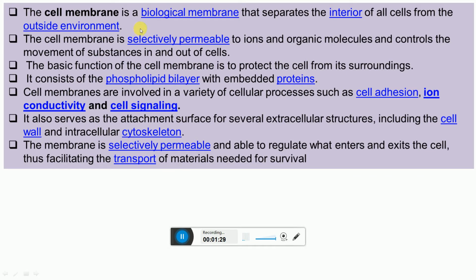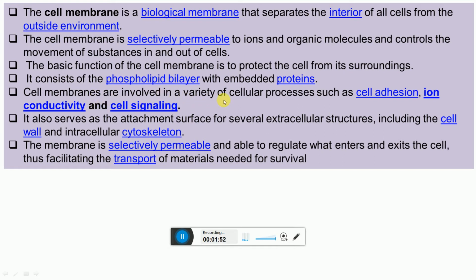Some characteristic features of the plasma membrane: the cell membrane or plasma membrane is a biological membrane that separates the interior of the cell from the outside environment. The cell membrane is selectively permeable to ions and organic molecules, and controls the movement of substances in and out of the cell. The basic function of the cell membrane is to protect the cell from its surroundings. It consists of a phospholipid bilayer with embedded protein.